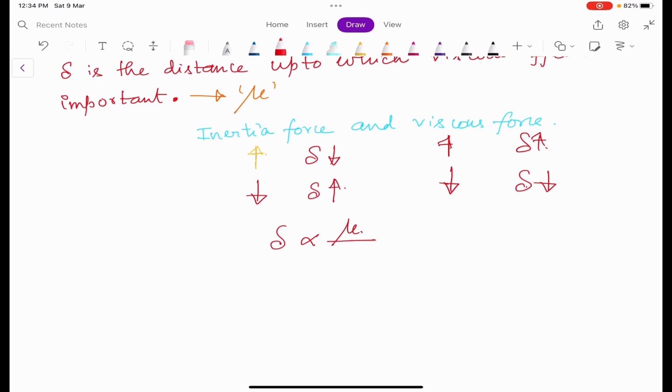And inertia force means inertia, basically mass into acceleration. So it will be proportional to the mass, and mass per unit volume is density. So boundary layer thickness is dependent on the kinematic viscosity.